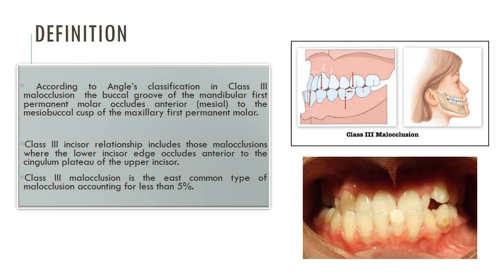Class III malocclusion is the least common type of malocclusion in many communities, accounting for approximately less than 5% of all cases. The highest incidence is usually found among the Japanese and the Koreans.